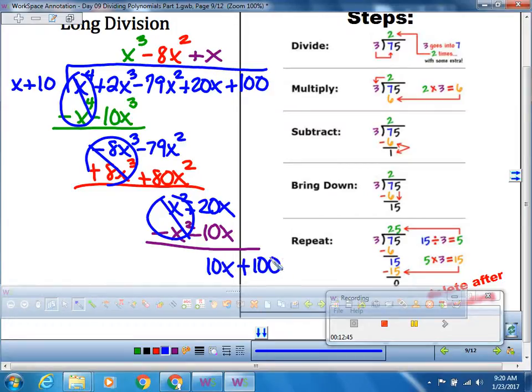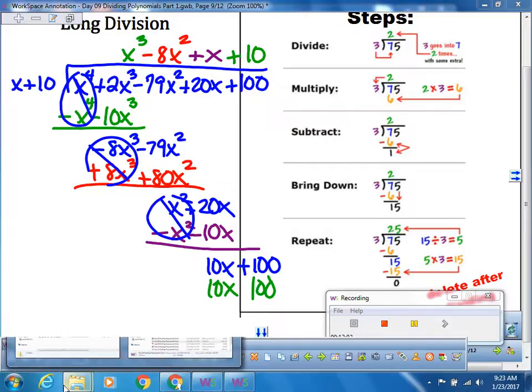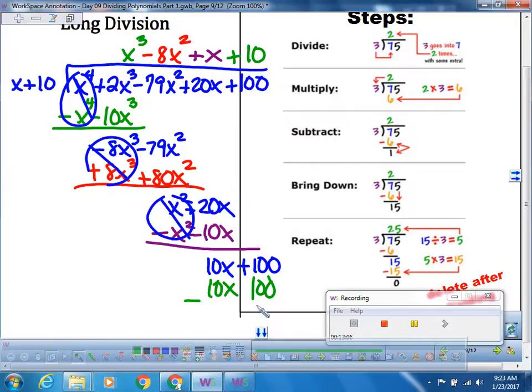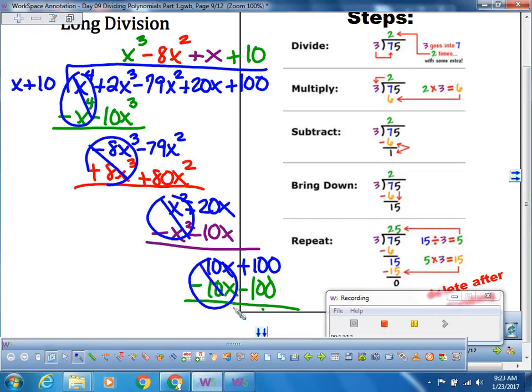X goes into 10x 10 times. 10 times 10 is 100. 10 times x is 10x. Stop. Draw the line. Change both signs. This one goes away. And this is a remainder of 0.